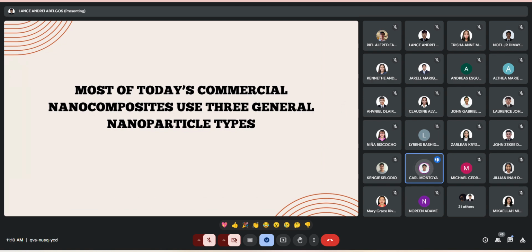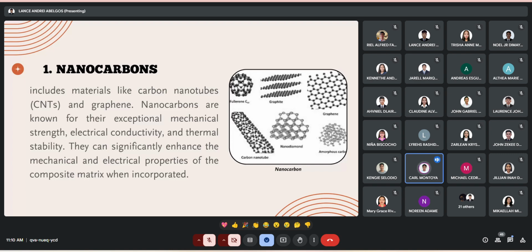Ngayon po, meron po tayo sa today's commercial nanocomposite, gumagamit po tayo ng 3 general nanoparticle types, the nanocarbon, the nanoclays, and the nanocrystal. For the first one po is the nanocarbons. Nanocarbons include materials like CNTs or the carbon nanotubes and graphene. Nanocarbons are known for their exceptional mechanical strength, electrical conductivity, and thermal stability. They can significantly enhance the mechanical and electrical properties of the composite materials when incorporated.